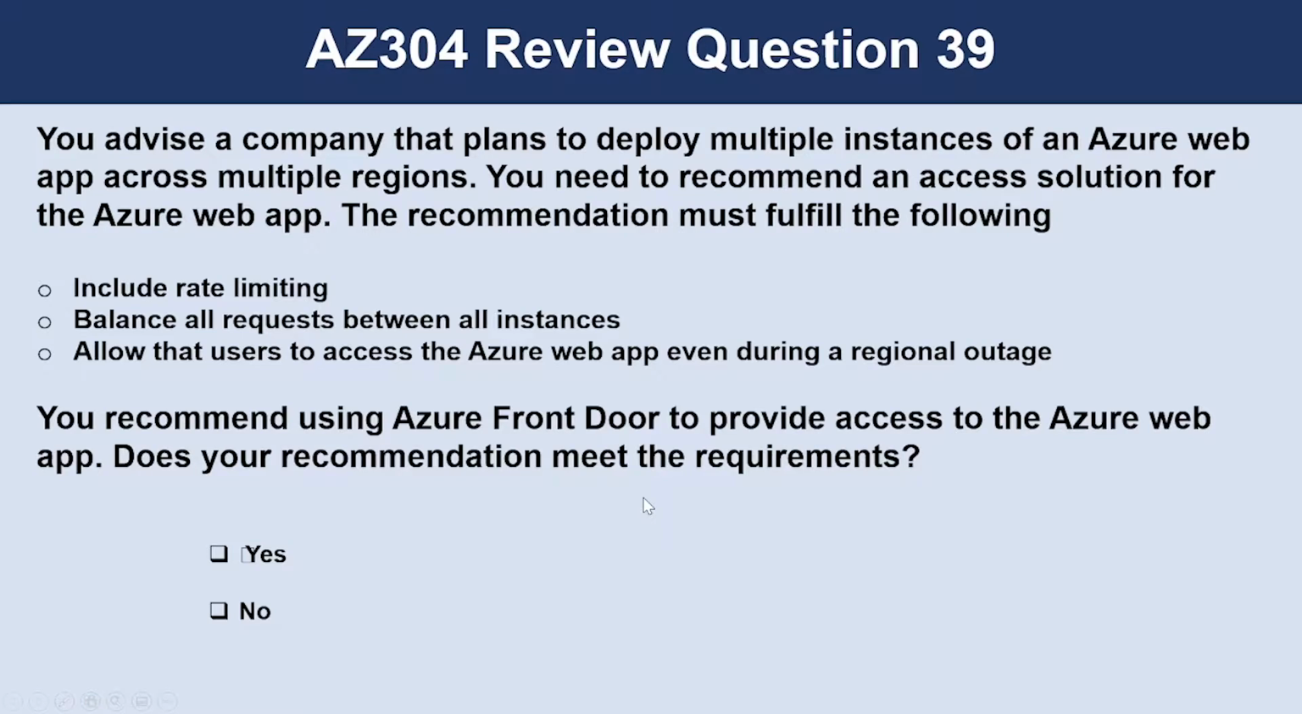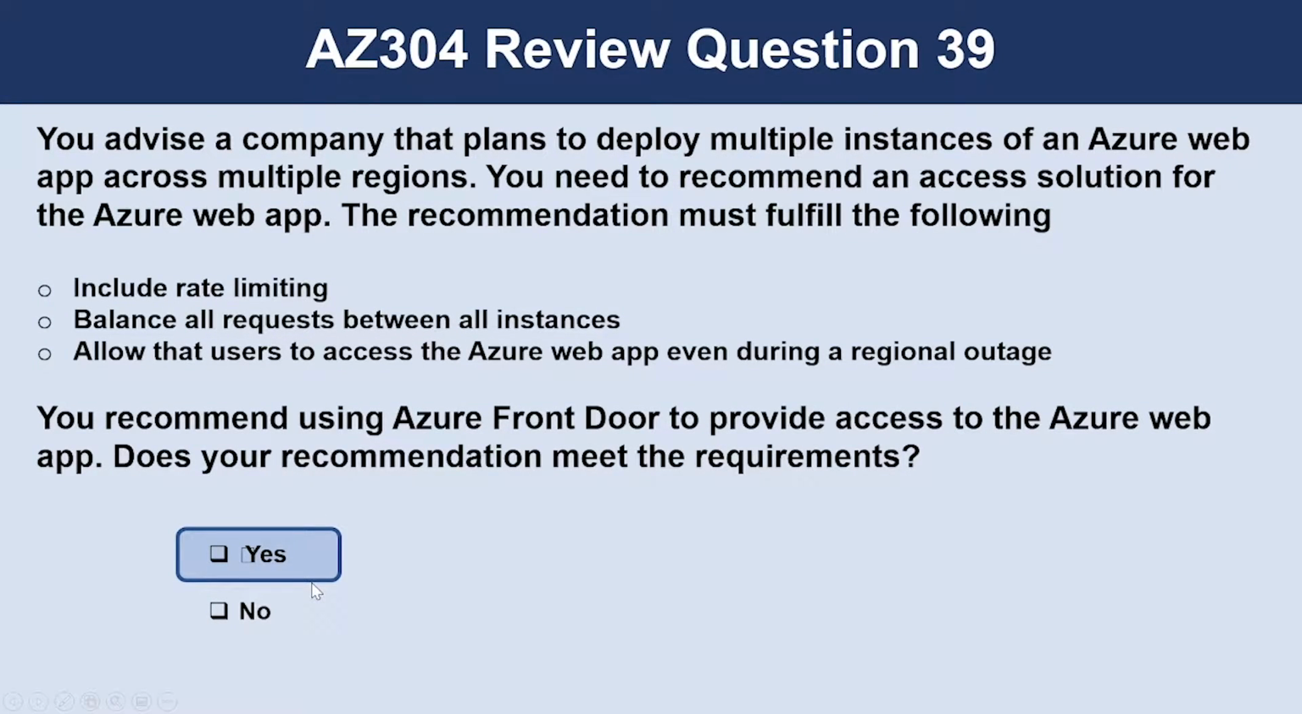Question number 39. You advise a company that plans to deploy multiple instances of an Azure web app across multiple regions. You need to recommend an access solution for the Azure web app. The recommendation must fulfill the following. Include rate limiting, balance all requests between all instances, and allow users to access the Azure web app even during a regional outage. You recommend using Azure Front Door to provide access to the Azure web app. Does your recommendation meet the requirement?